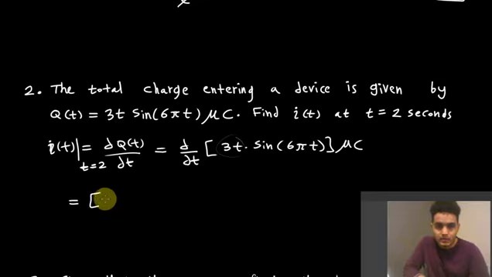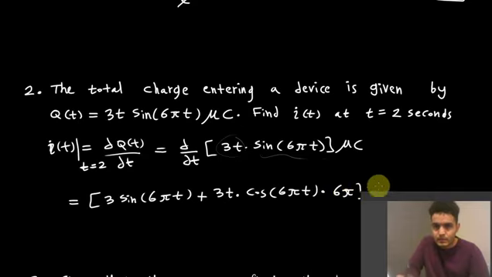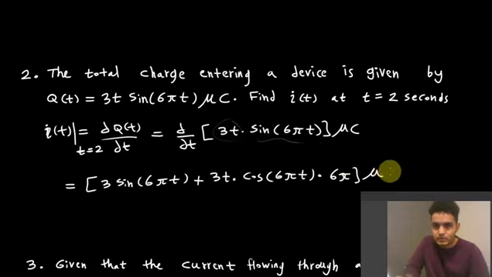That's going to give me 3. I'm going to multiply by the same guys here, so sine 6 pi t. Now add to that this guy, 3t, times the derivative of this guy now. So cosine 6 pi t times the derivative, now the chain rule, derivative of the inside is 6 pi, and that is all in microcoulombs.